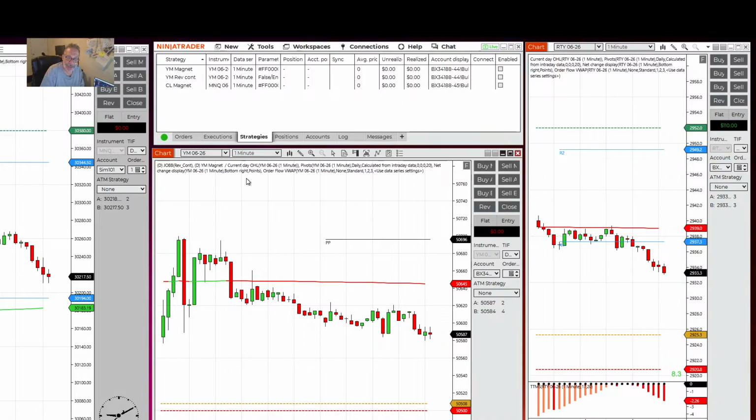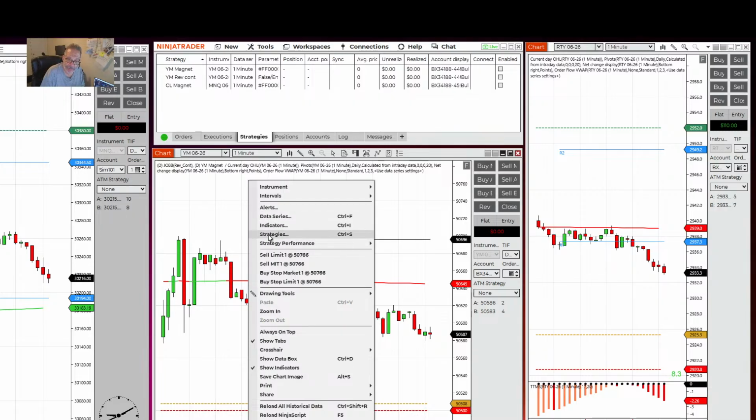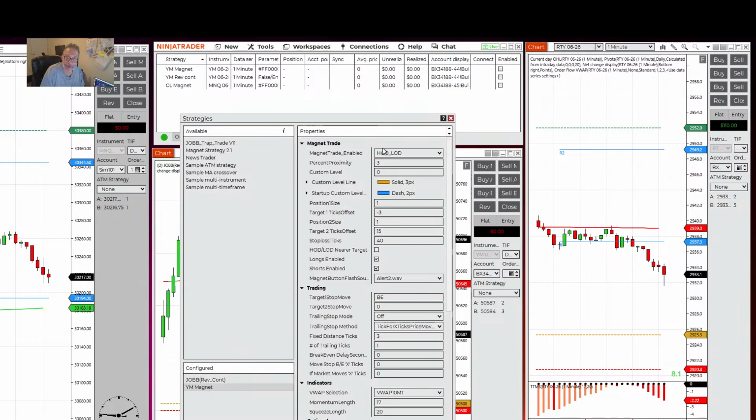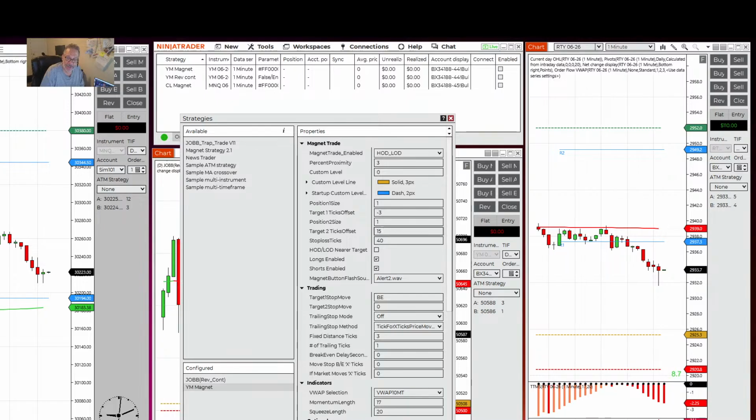And then we have our YM magnet, which we set up every morning. High of day, low of day. Position 1 is one contract, -3 ticks. That's the normal default target. Second position, one contract, target of 15. So if it goes through our magnet by 15 ticks, you'll get your second position filled. And our stop is 40. Target 1 stop move is break even.